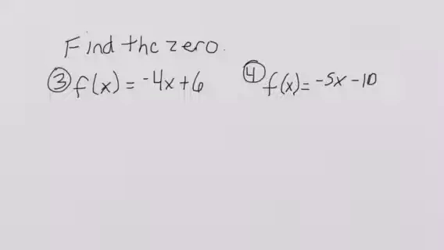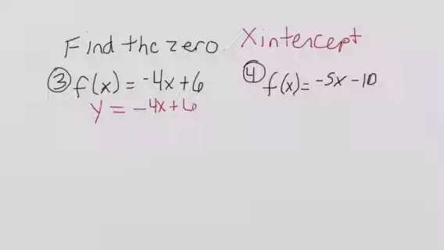To find the 0 of an equation is simply the same as finding the x-intercept. And so we're going to find the x-intercept for each of these equations. Now remember that f of x is really y, negative 4x plus 6. That means we're going to go ahead and put the 0 in for y, because we know for every x-intercept, the y value is 0. 0 equals negative 4x plus 6.